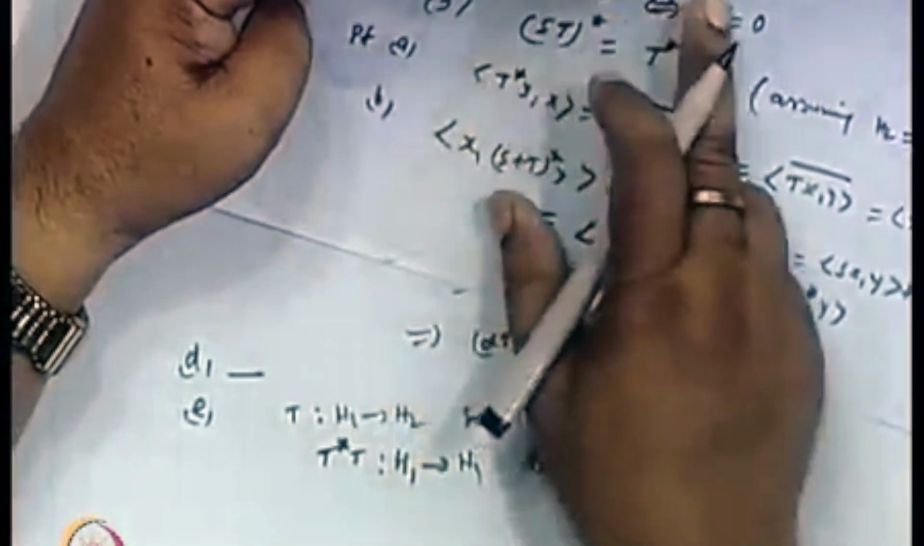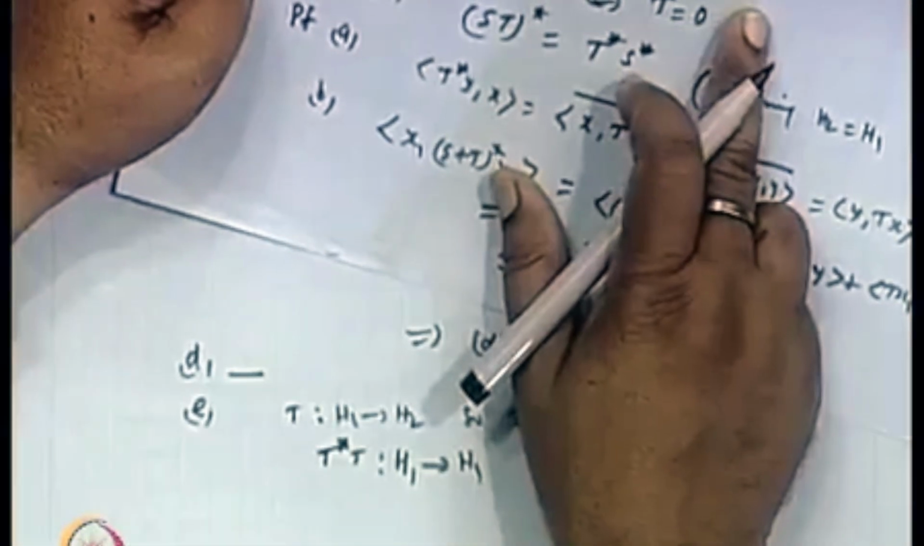T is from H1 to H2, and what is T star? H2 to H1. Okay. So it means the domains of these are not the same, but what it says is that their norms will remain the same. Both are equal to norm of T square. So consider norm of T x square.